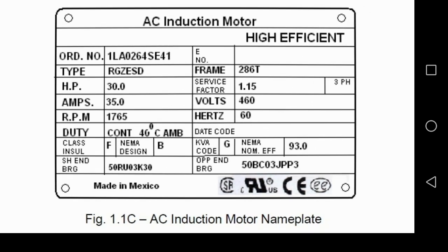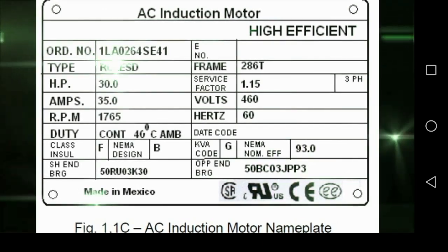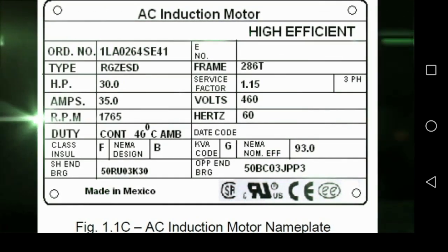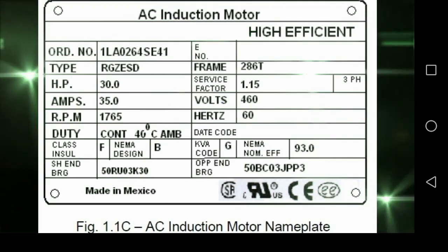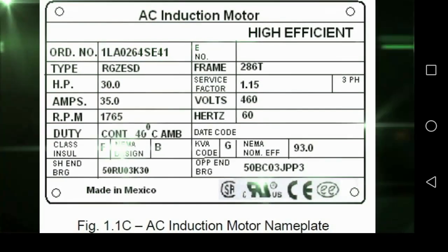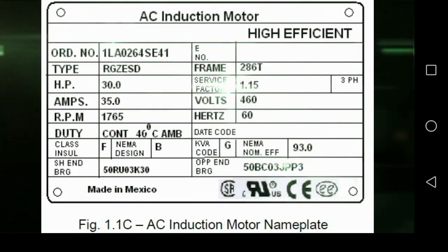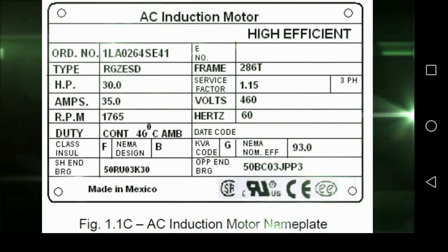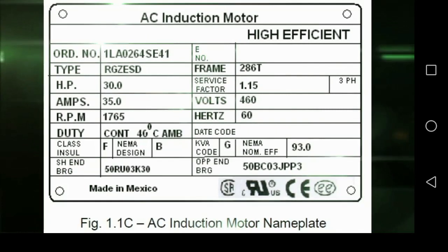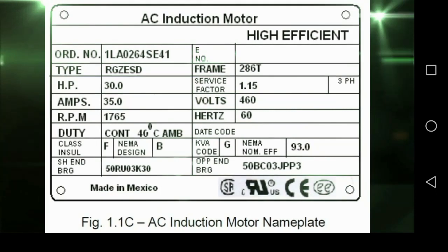Now we will see an example of how these are mentioned in the nameplate details. See here, the voltage is 460 and frequency is 60, full load current is 35 amperes, HP rating is 30, and frame size is 286, and it is a 3-phase motor. Service factor is 1.15, meaning 115% of the full load power. Duty cycle is continuous rating, maximum ambient temperature is 40 degrees Celsius, and RPM is 1765.